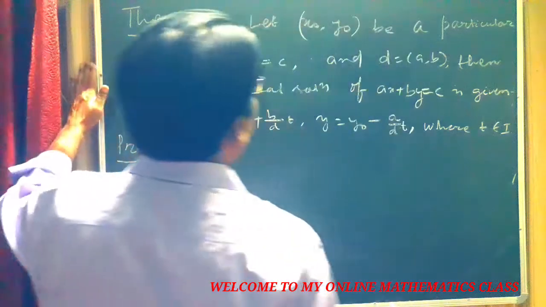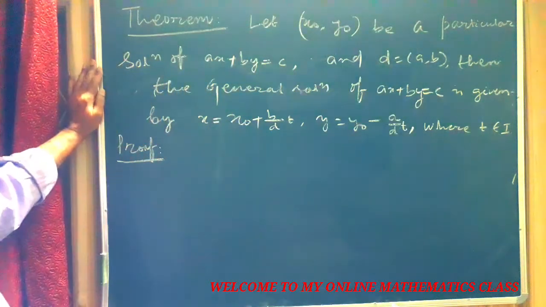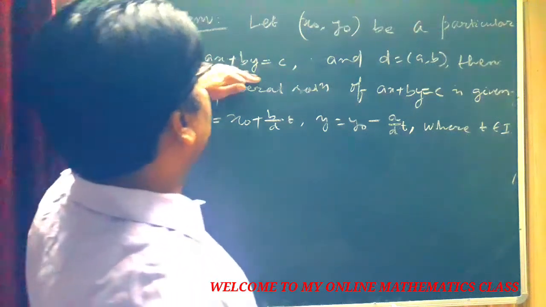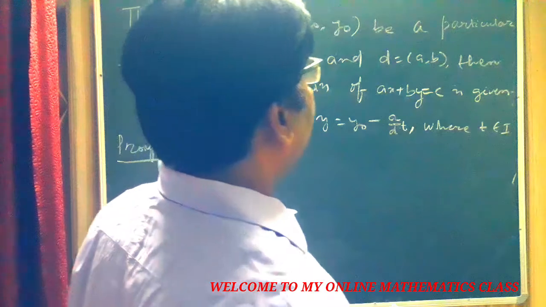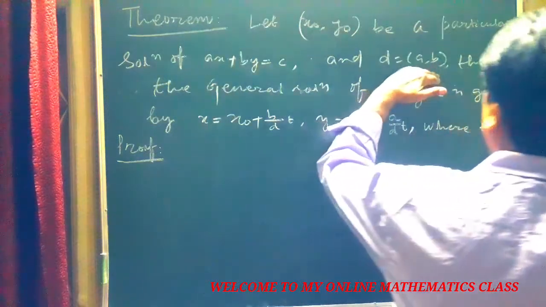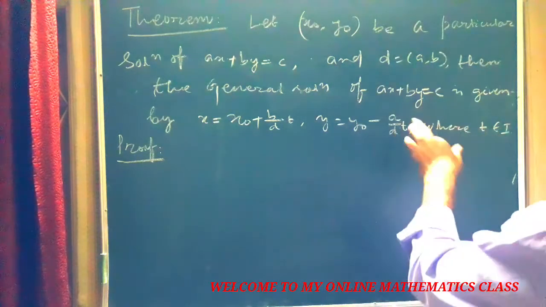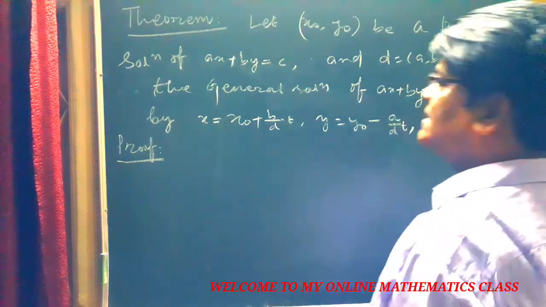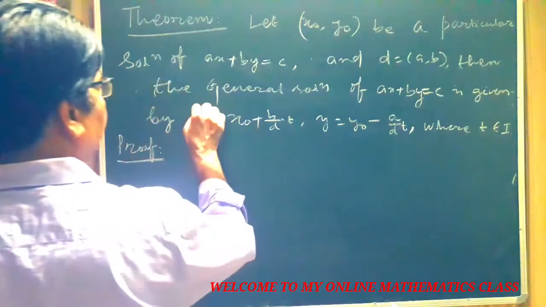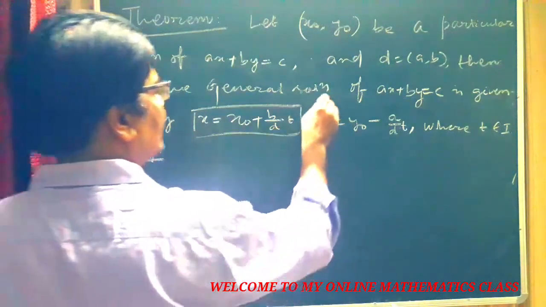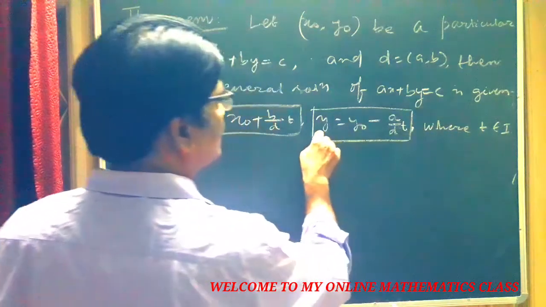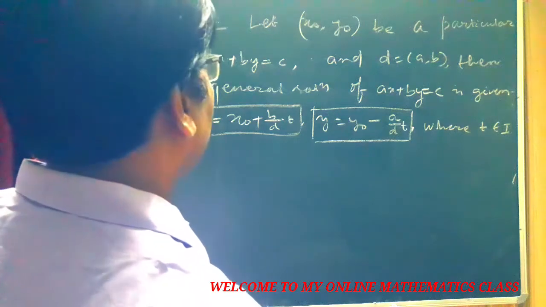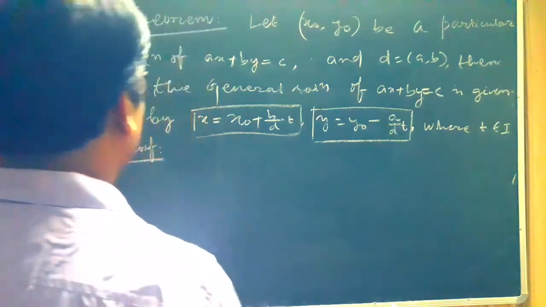The theorem is: let (x0, y0) be a particular solution of ax + by = c, and d the greatest common divisor of a and b. Then the general solution of this Diophantine equation ax + by = c is given by x = x0 + (b/d)t, y = y0 - (a/d)t. So that we have to derive.